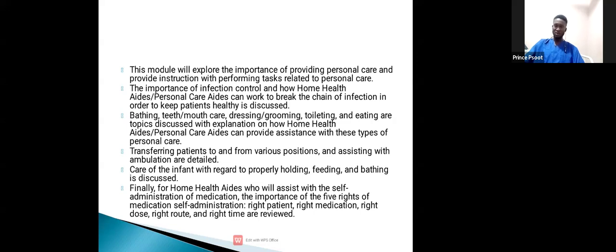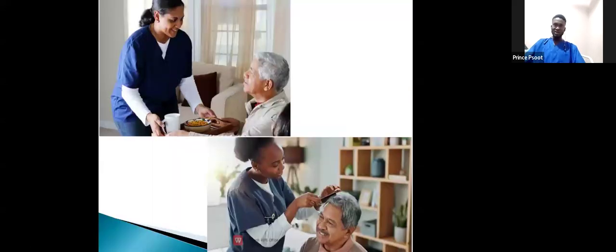And also the right time. A drug that should be served by 8 should not be served by 10, and a drug that should be served by 10 should not be served by 8. So, right time, these are also reviewed. And this is an example of someone helping and assisting with care.